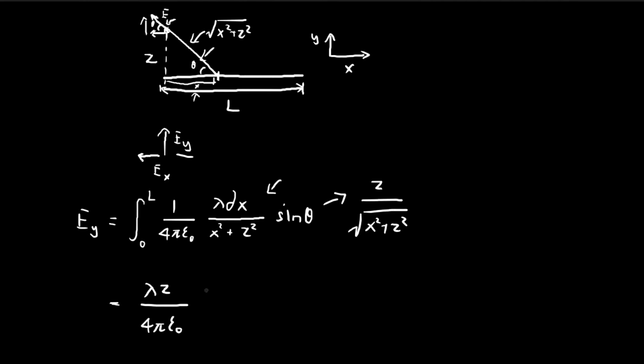Let me just rewrite the integral that we need to deal with. So 0 to L, 1 over x squared plus z squared to the power of 3 over 2, dx. How do we solve this integral? Let me just rewrite what we have. We had a lambda, the charge density, and then we have this integral.